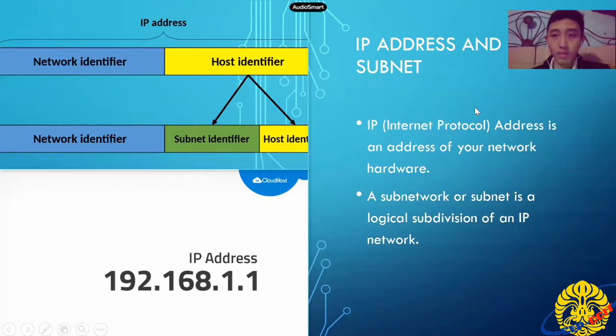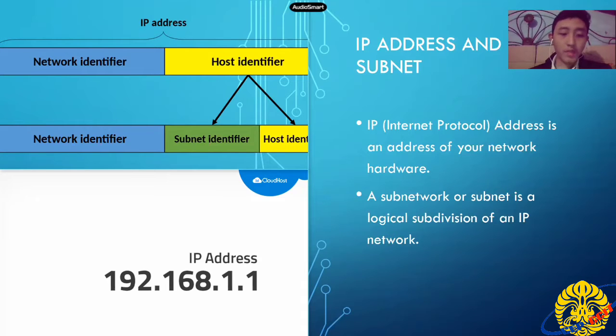And this is the IP address and the subnet. So IP or Internet Protocol is the address of your network hardware. It helps in connecting your computer to other devices on your network and all over the world. An IP address is made up of numbers or characters. An example of an IP address would be 192.168.1.1. And all devices that are connected to an internet connection have a unique IP address, which means there's a need for billions of IP addresses.